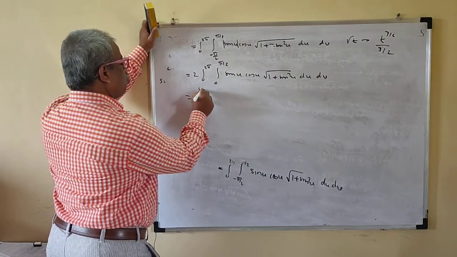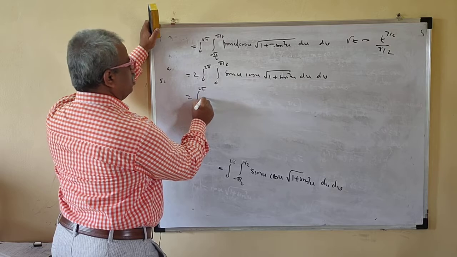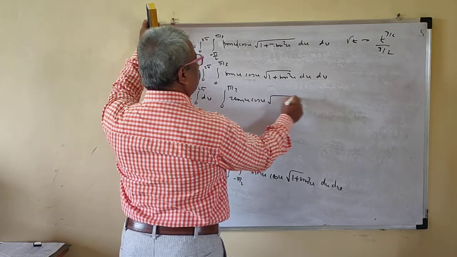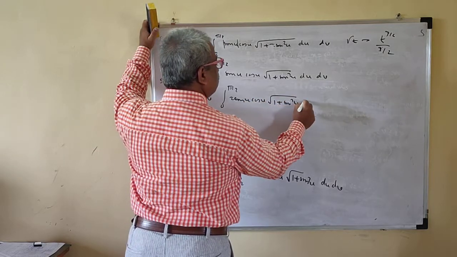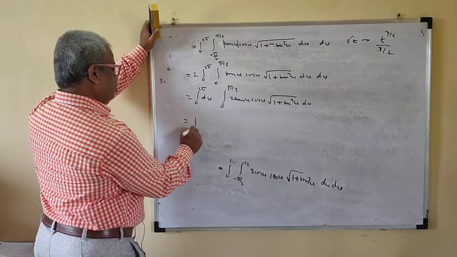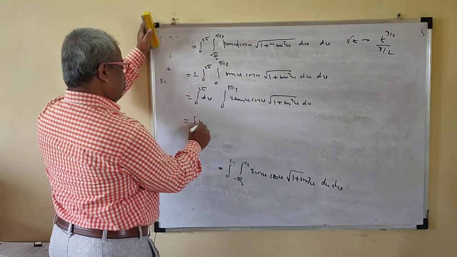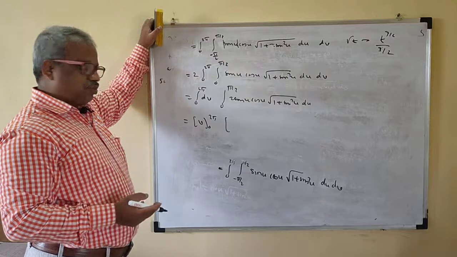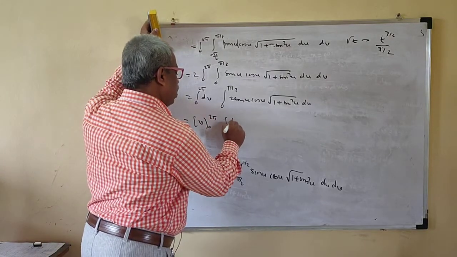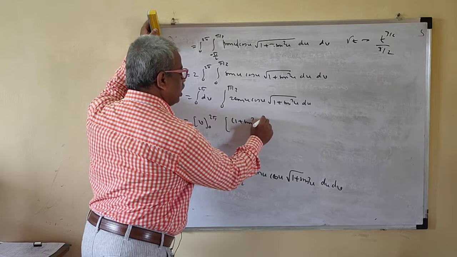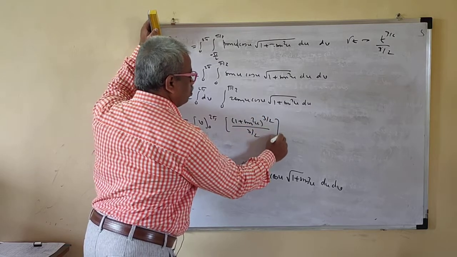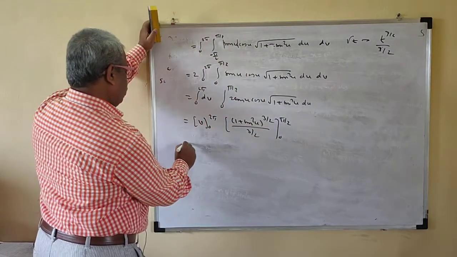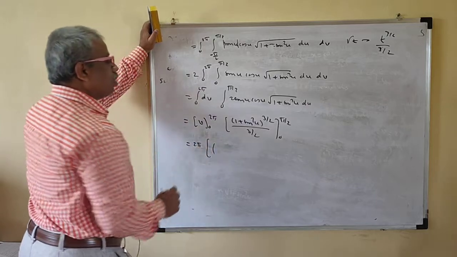Okay, so this is 0 to 2 pi dv, and this is 0 to pi by 2, 2 sin u cos u root of 1 plus sin square u du. Okay, so this is v from 0 to 2 pi, and the derivative of 1 plus sin square u is 2 sin u cos u. So this is 1 plus sin square u raised to 3 by 2 upon 3 by 2, from 0 to pi by 2. Okay, so this is 2 pi.